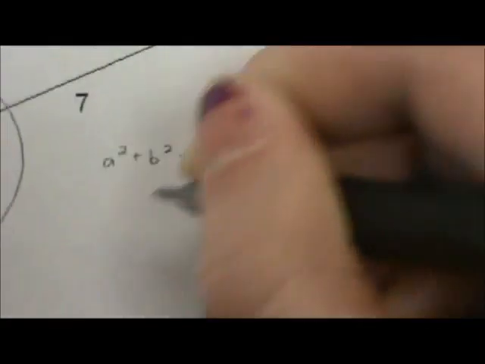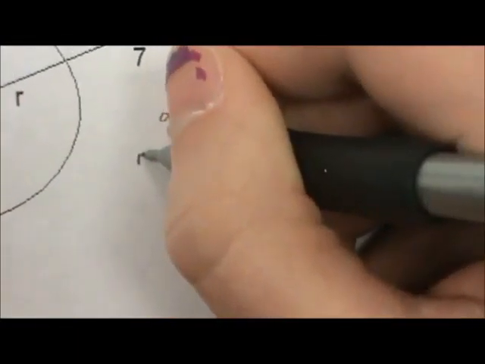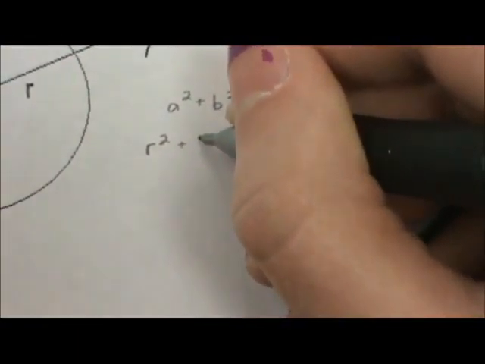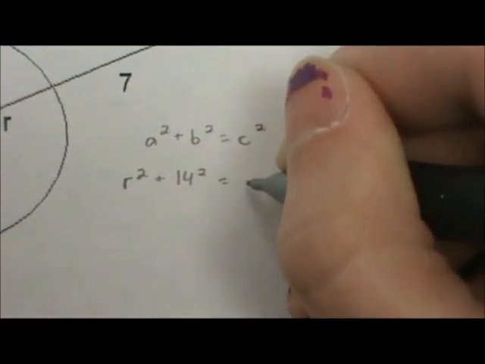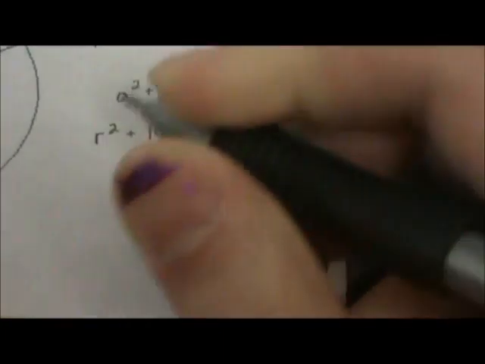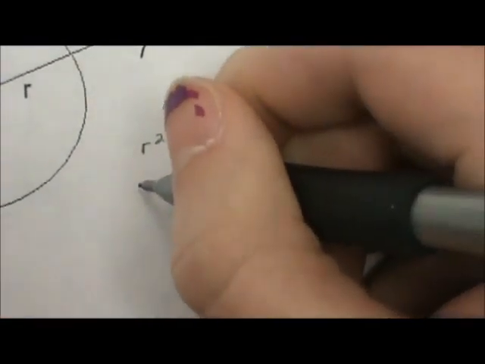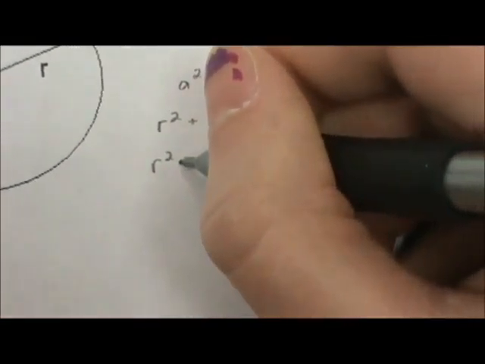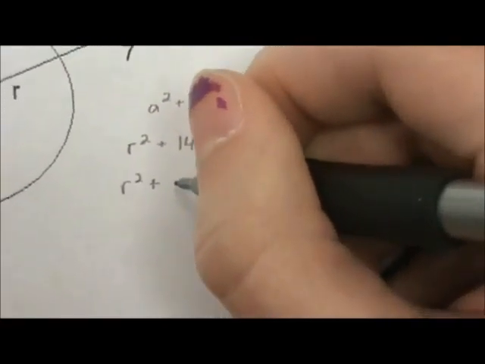For number 4, you use the Pythagorean theorem. So a squared plus b squared equals c squared. So you have r squared plus 14 squared equals r plus 7 squared. And then you have to FOIL r plus 7.